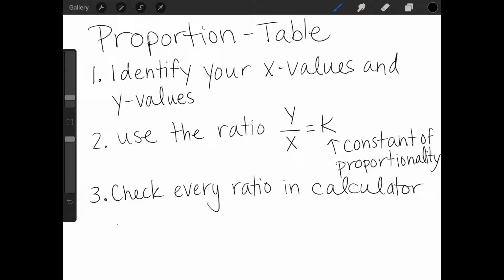So you take Y and you divide it by the X. You're taking your Y over X ratio and you're going to take the Y and divide it. This fraction bar is actually like a division bar. So we're going to divide it by the X and see what it is equal to. The key to this is you have to check every single one in the table.